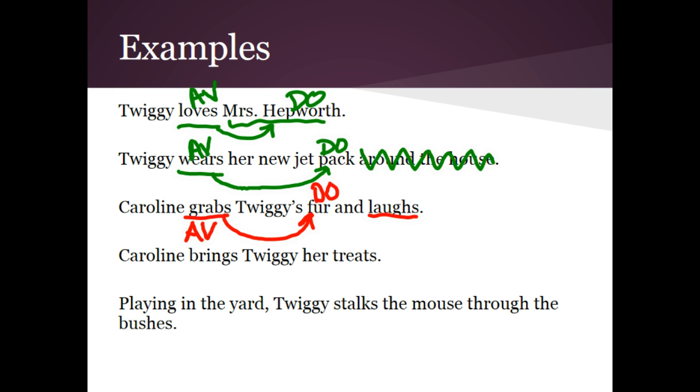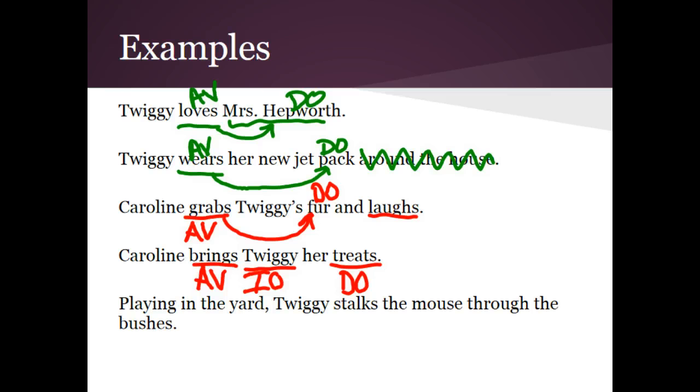Caroline also brings Twiggy her treats. Brings is my action verb here. Caroline brings who or what? She brings the treats. So treats is my direct object. And she is bringing these treats to Twiggy. And since Twiggy is in the middle and it answers the question to or for whom, Twiggy is my indirect object.